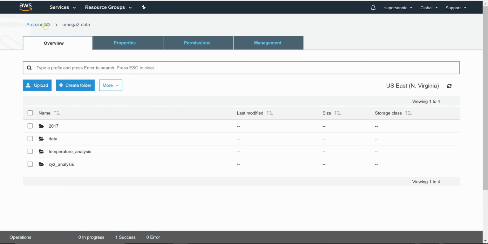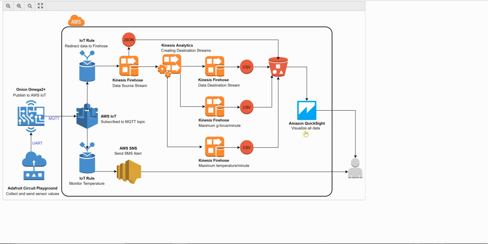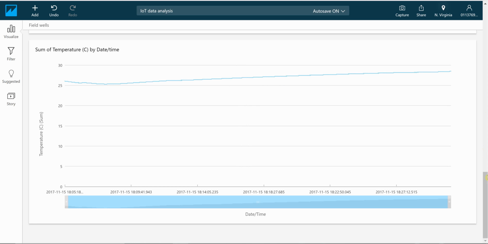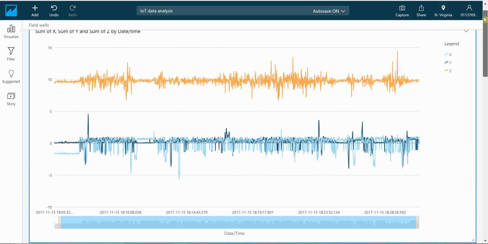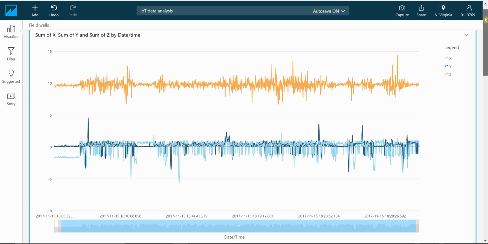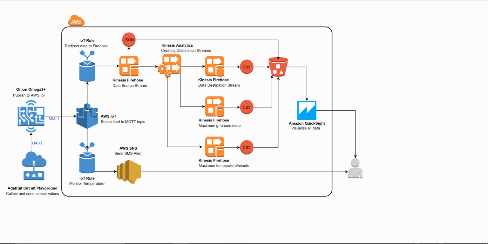And this is my S3 bucket that stores all the data. And finally, you have Amazon QuickSight, which visualizes the data for the user. And as you can see, you can create multiple graphs and different visualizations and analyze the data in different ways.